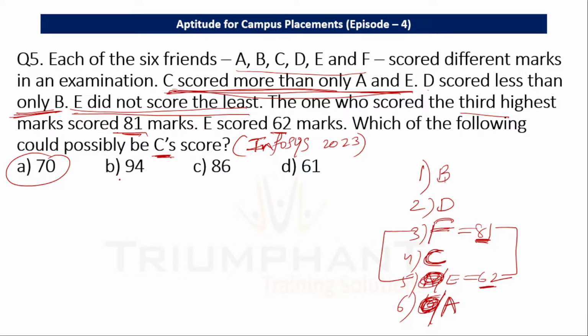Only 70. This is above 81, not possible. This is below 62, not possible. So, C's score should be between 62 and 81. It is option A, 70. Yes, all those who responded with 70, absolutely right.